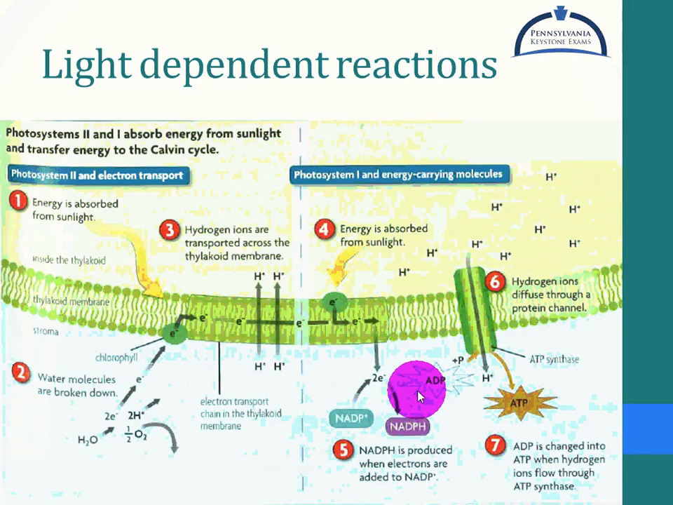The light dependent reactions, there's a lot of stuff going on here, and for the purpose of the Keystone exam, we're not going to get into all the nitty gritty. But what we want to focus on is, again, we need light. So energy is absorbed from sunlight here. There are 2 different things called photosystems. They are just places where these reactions are taking place.